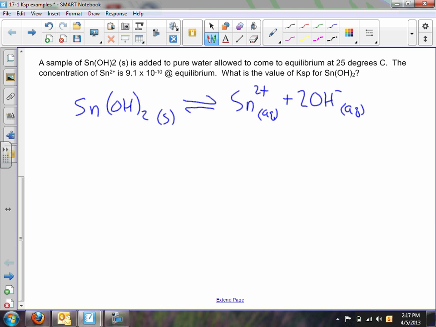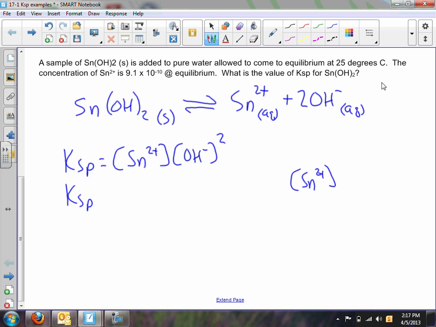Second thing is to write down our KSP expression. Well, that would be concentration of Sn2 plus times the concentration of OH minus, and that has to be squared. All I need to find my KSP, again, is the concentration of tin and the concentration of the hydroxide. Well, from the problem, it says the concentration of the tin is 9.1 times 10 to the negative 10. Now I just need to figure out the concentration of hydroxide.